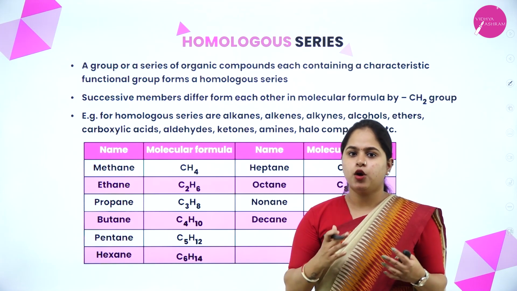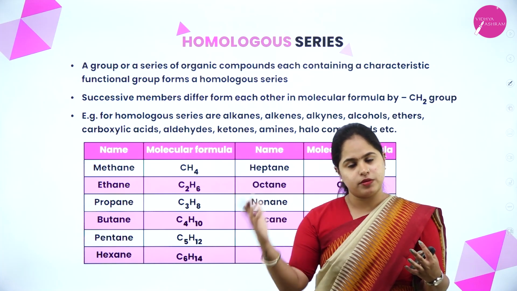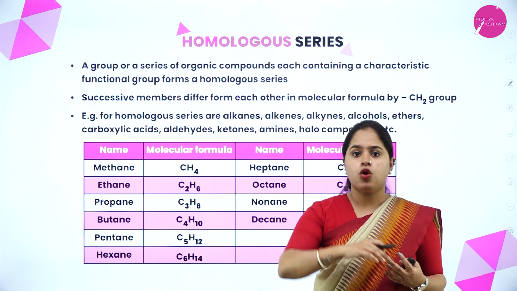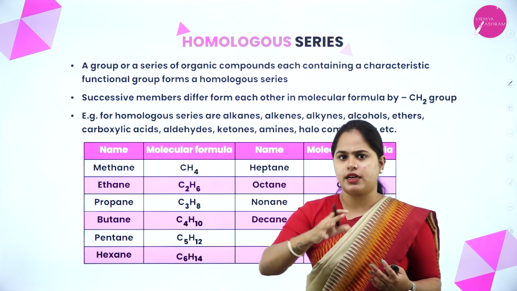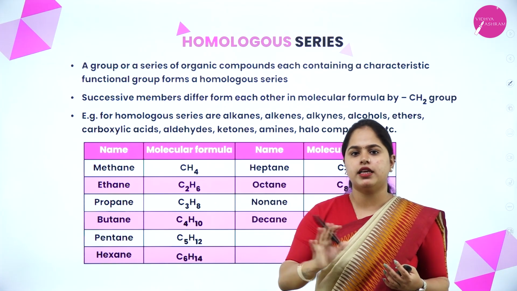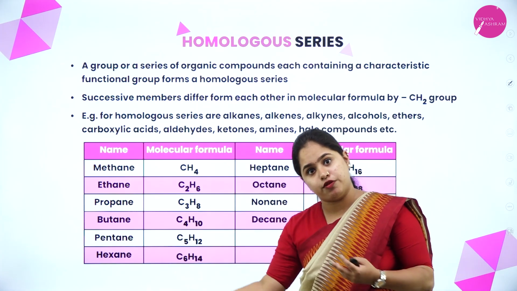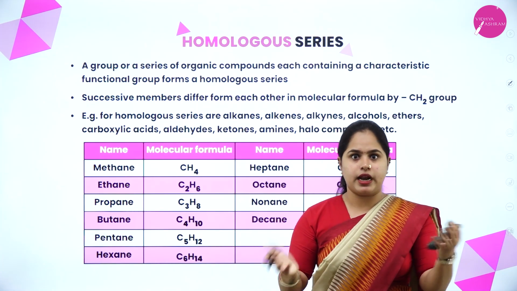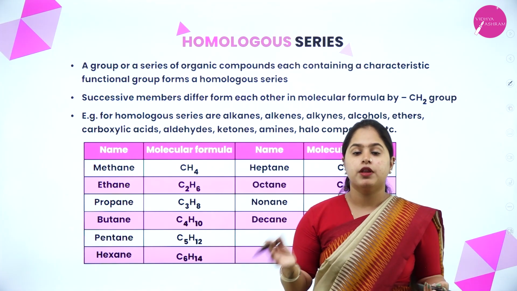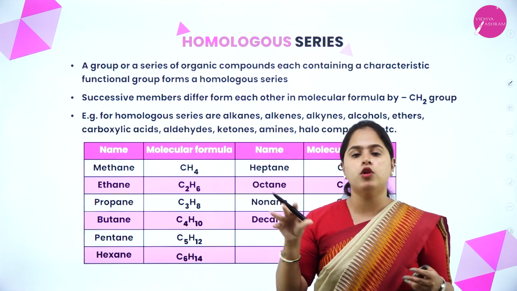I hope it is clear what I was trying to say. All these age groups, from the baby to the grandparents, belong to the same family. So all of them will have some characteristic property. Since they belong to the same family, some similarities will be there between each of them. Even though the baby and the grandparent, or the baby and the father, are two different people, they still belong to the same family. So we can call them a homologous series.